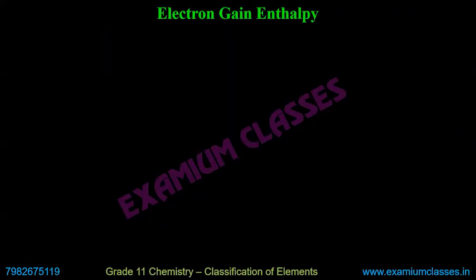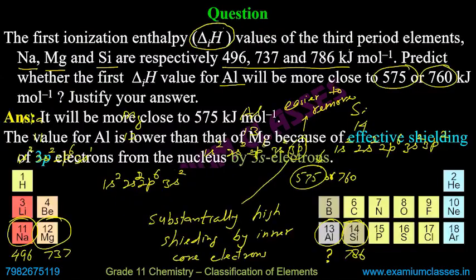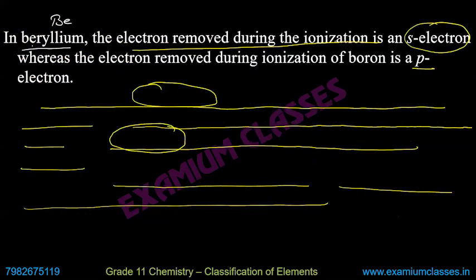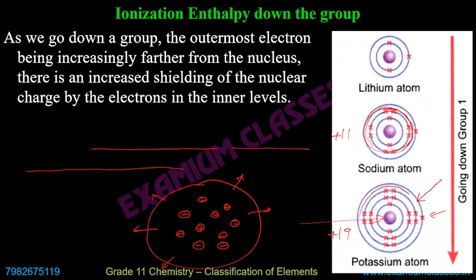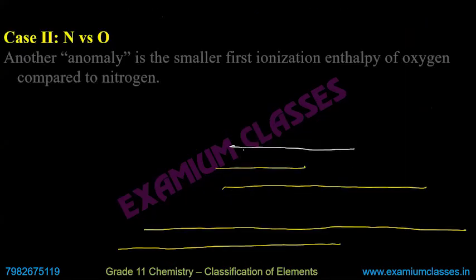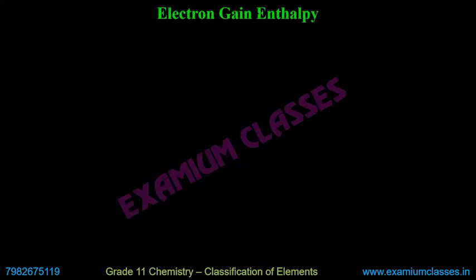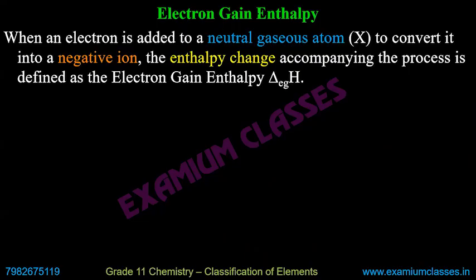Now, electron gain enthalpy. Electron gain enthalpy, again per mole, will be the energy change when an atom gains an electron. It means it is related to formation of an anion. Ionization enthalpy is related to formation of a cation. So if I am talking about ionization enthalpy, I am removing the electron. So ionization enthalpy is related to formation of a cation from its gaseous ground state neutral atom. But here in case of electron gain enthalpy, it is the energy change.